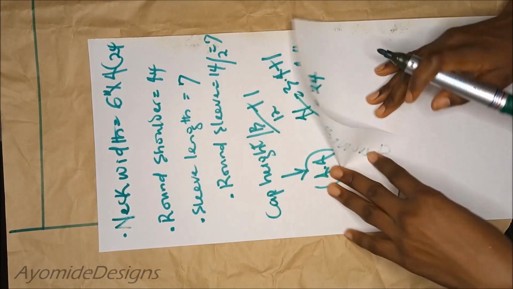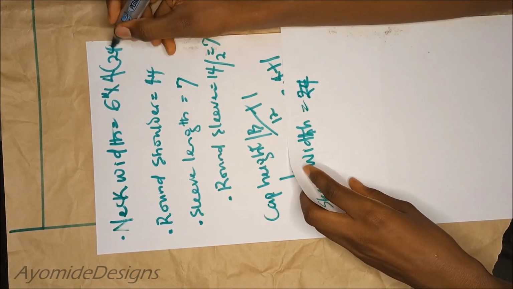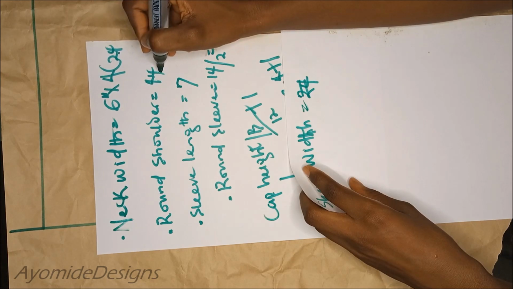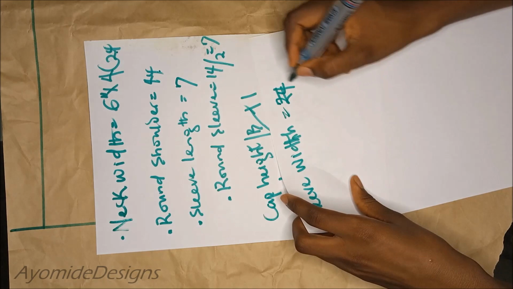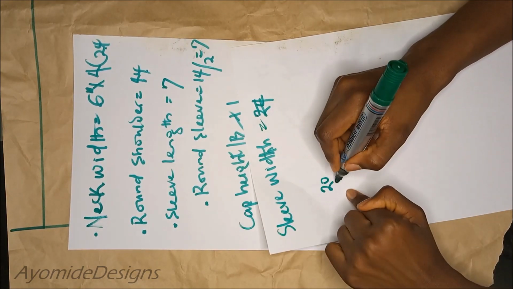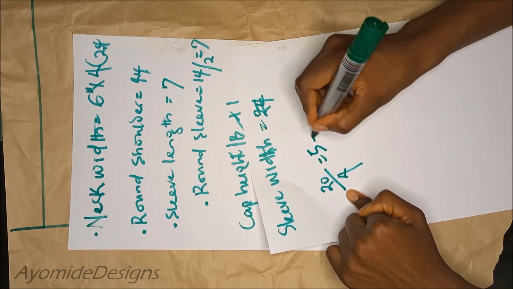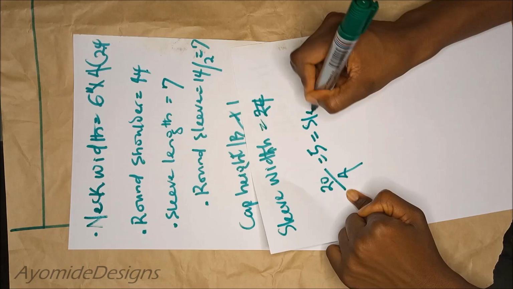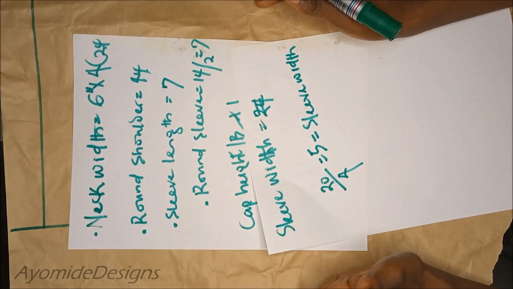What I will do next is to deduct 24 from the round shoulder. So deducting 24 from the round shoulder will give me 20 inches. So I have a total of 20 inches, and then I'm going to be dividing this 20 by 4, which is 5. So my sleeve width is 5 inches. I'll go over it again.